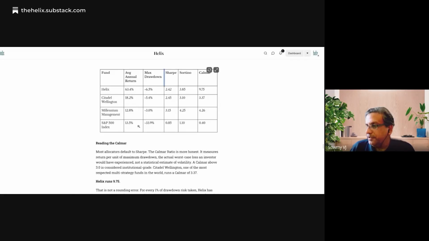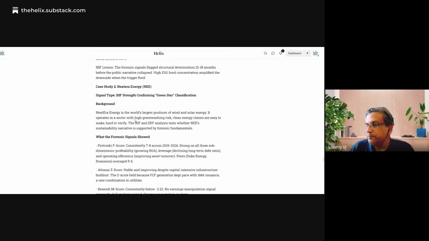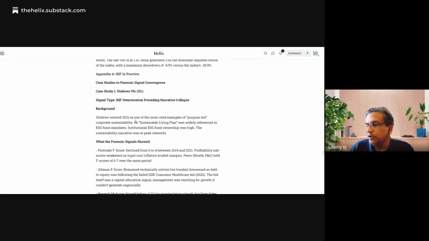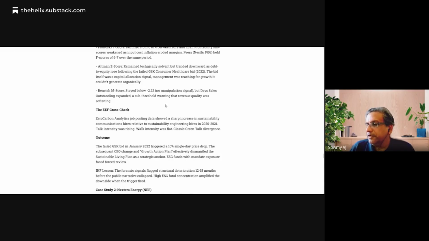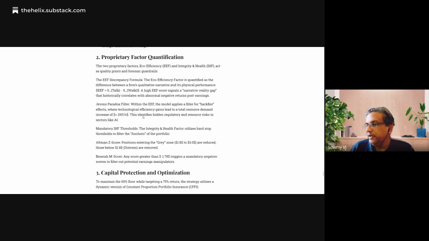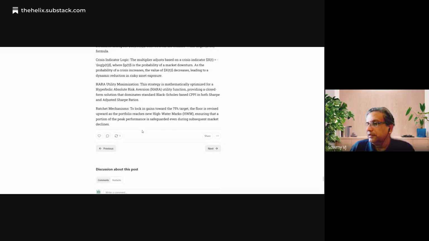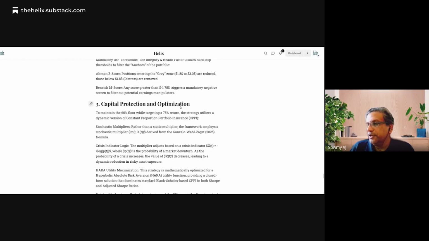Right? So that's the octofactor model and how this works. There are some examples, some case studies of what worked, what didn't work. We basically publish this. So this is how we weight the factors at any point in time, and that is what the capital protection and optimization regime is all about.